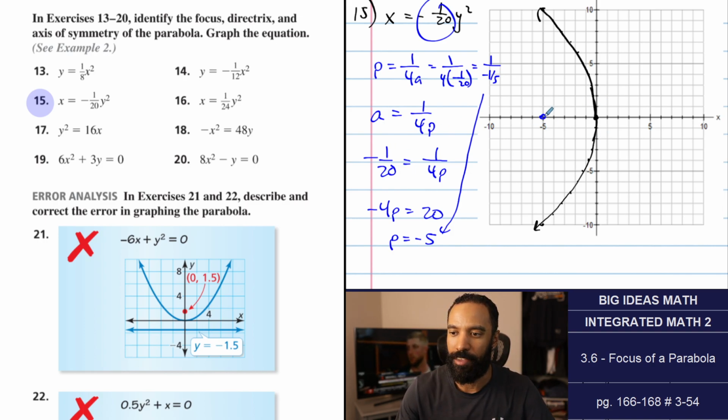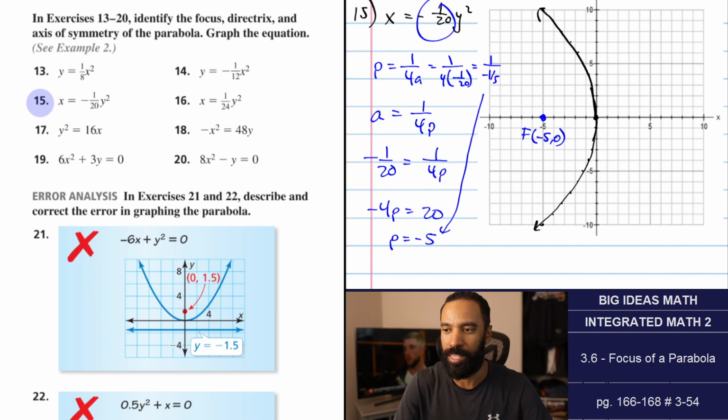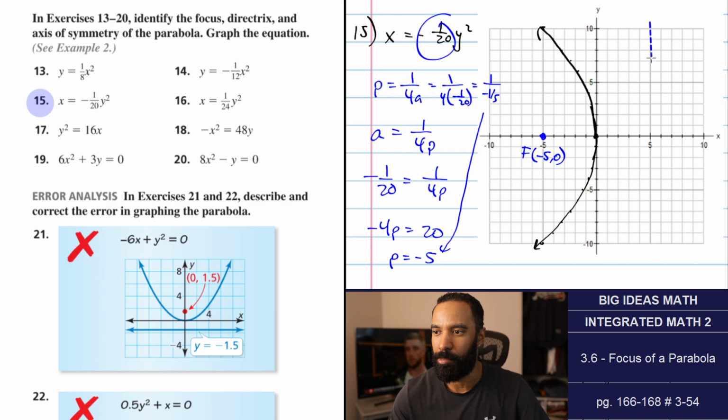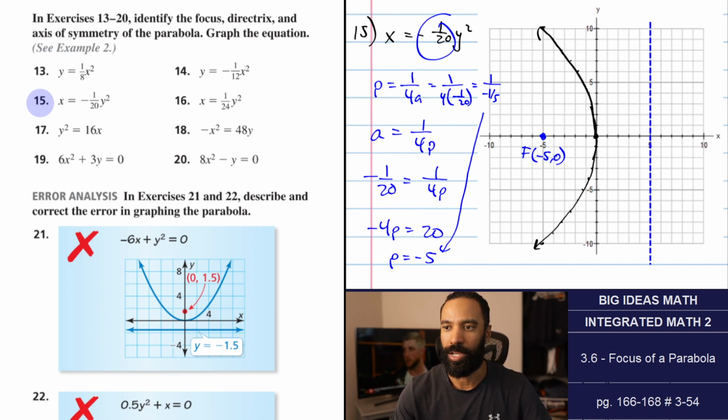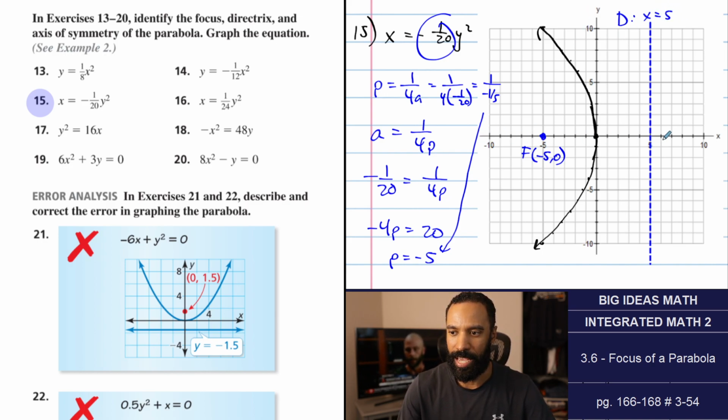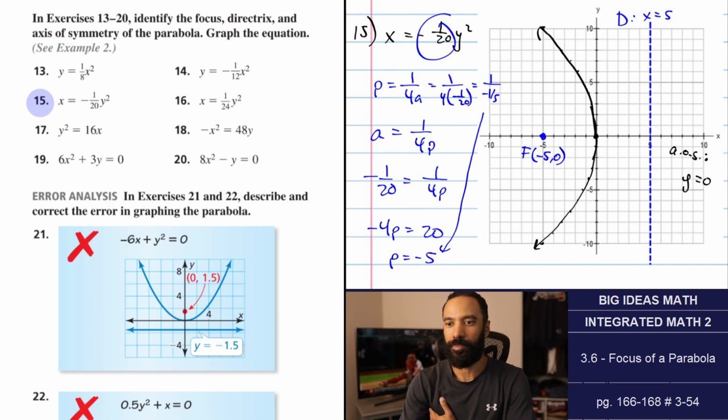But p is negative 5 means this is where your focus is right there. That is at negative 5, comma 0. Your vertex is at the origin. Your directrix will be this vertical line this time. It's outside of the parabola right here. The directrix is x equals 5. It goes that way. Your axis of symmetry is the x-axis this time. Your axis of symmetry is y equals 0.